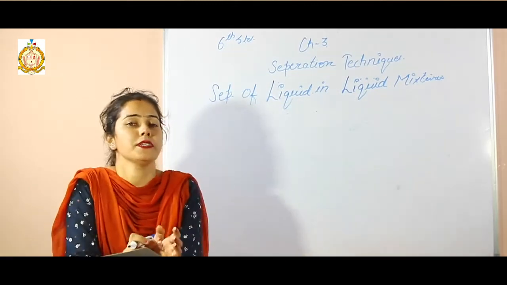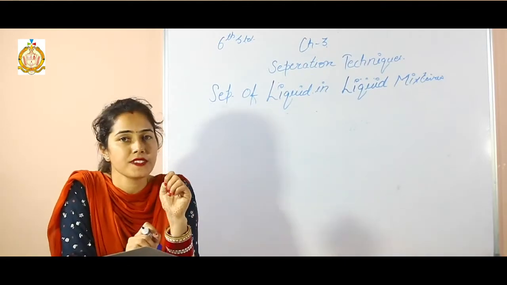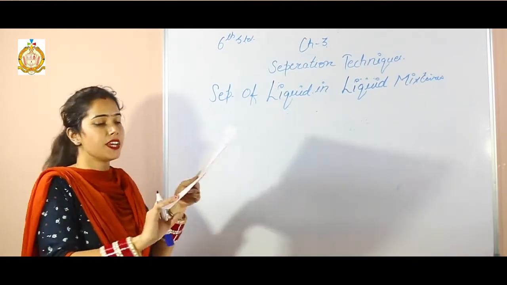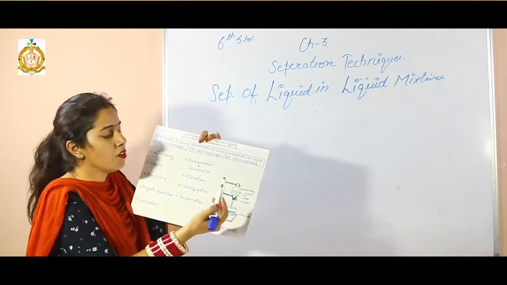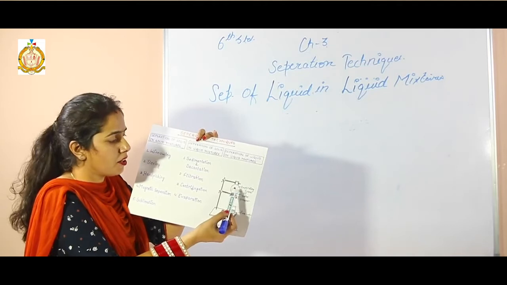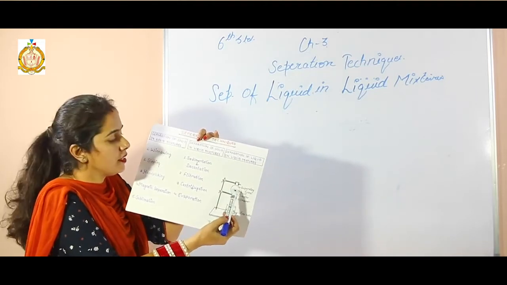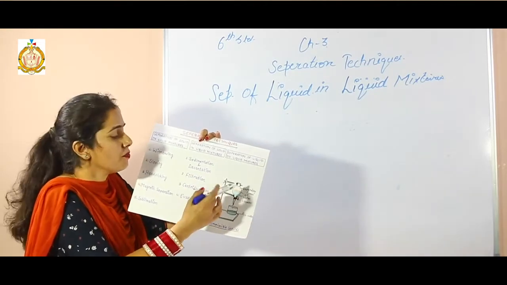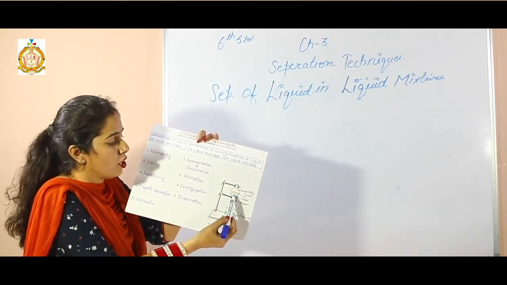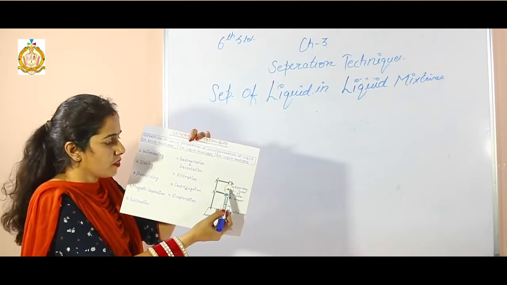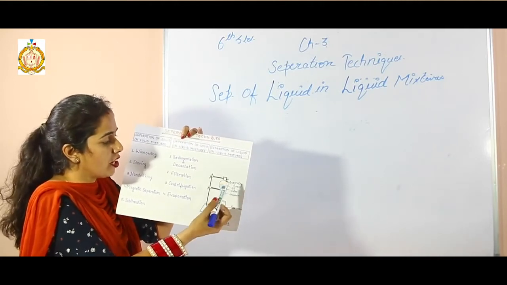Immiscible liquids can be separated only with the help of a separating funnel. So here you can see this is a separating funnel. When we add water and oil both, they mix and settle down for some time. Then they make two different layers: the lower layer is of water and the upper layer is of oil.